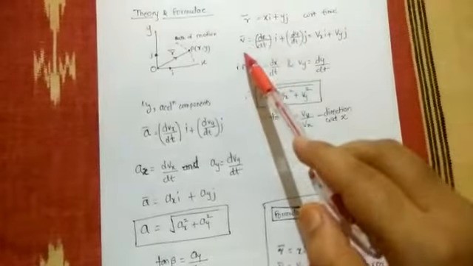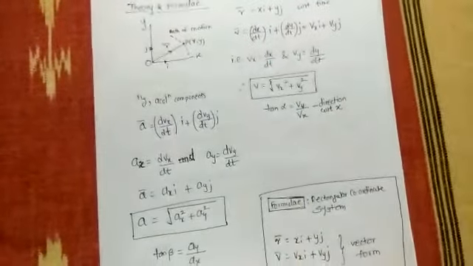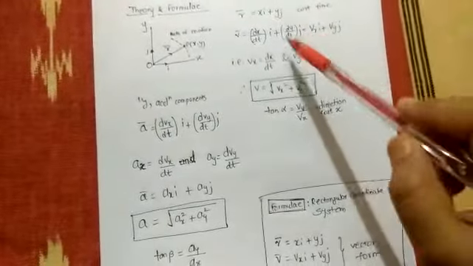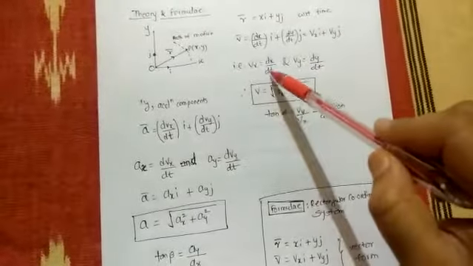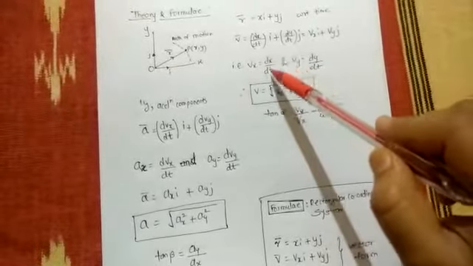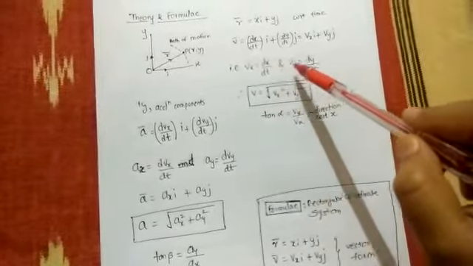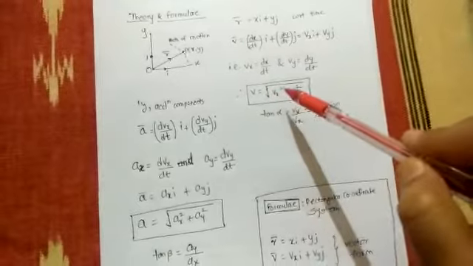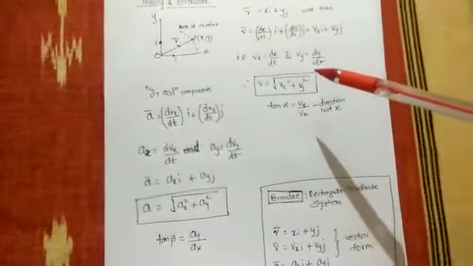Differentiate this, you will get velocity. So v bar equal to dx by dt into i plus dy by dt into j, that is vx i plus vy j. So what is vx? Derivative of distance along x direction. So d by dt of x, that is vx, distance upon time, and vy is equal to dy by dt, and the total velocity equal to under root of vx square plus vy square.